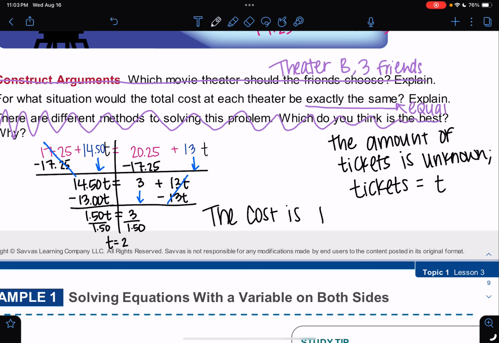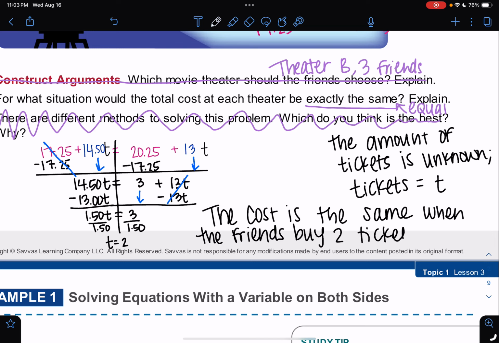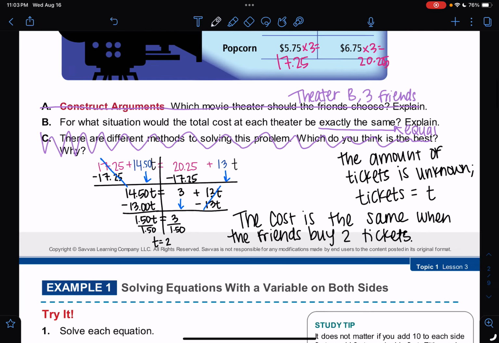The cost is the same when the friends buy 2 tickets. Okay? All right.